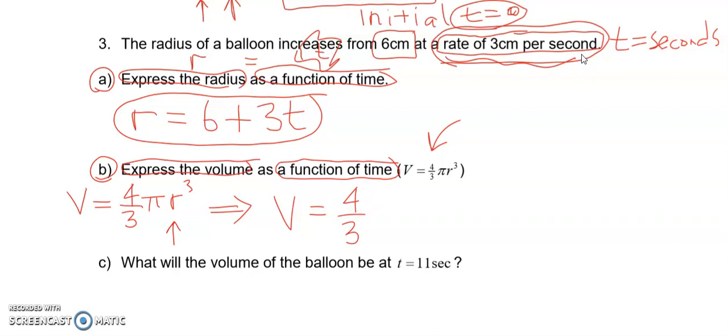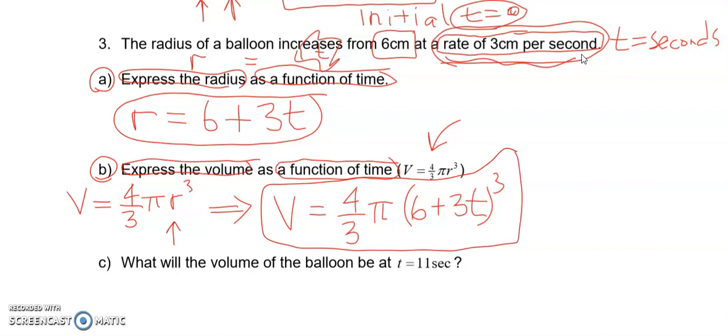4/3 times pi. And now in place of r, I'll just put a big set of brackets there, something cubed. And in place of r, I write something equal to r. So how about 6 plus 3t, like so. Now, that answers part B. And there's no need to simplify that, by the way.